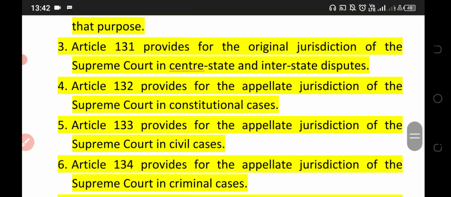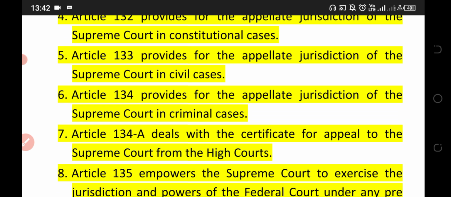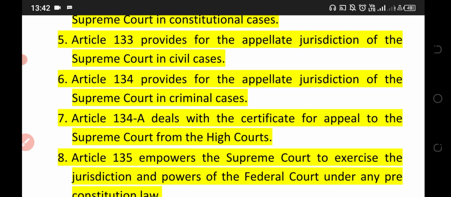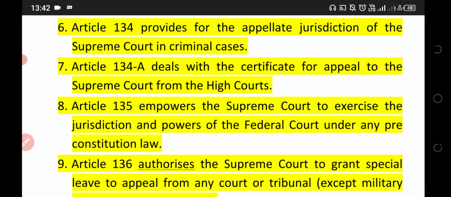Article 131 provides for the original jurisdiction of the Supreme Court in Centre-State and inter-state disputes. Article 132 provides for the appellate jurisdiction of the Supreme Court in constitutional cases. Article 133 provides for the appellate jurisdiction of the Supreme Court in civil cases. Article 134 provides for the appellate jurisdiction of the Supreme Court in criminal cases. Article 134A deals with the certificate for appeal to the Supreme Court from the High Courts.